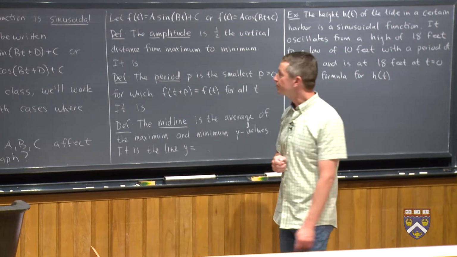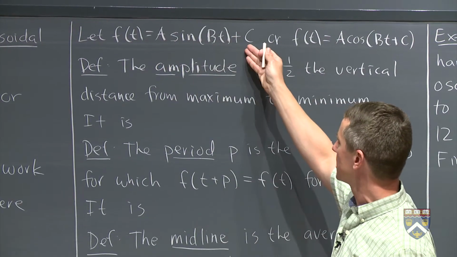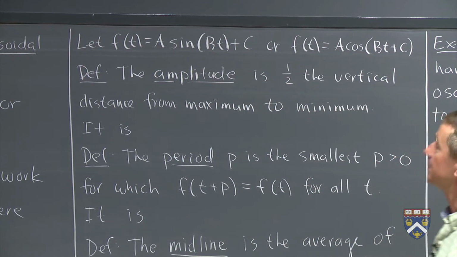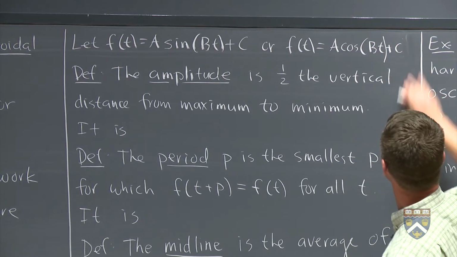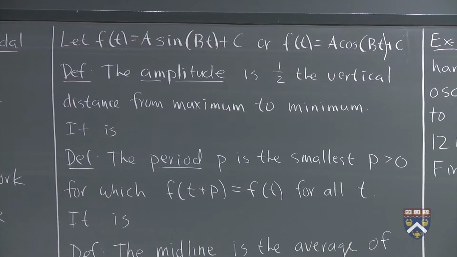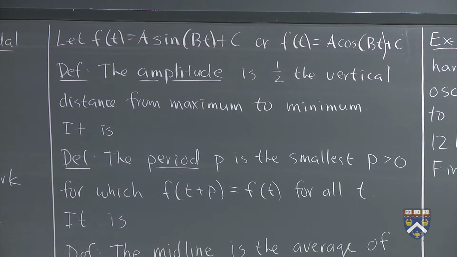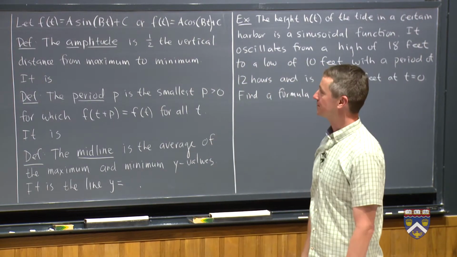and midline. So we're working with a function that is either written as A sine(bt) plus C or A cosine(bt) plus C. Let's put the plus C in the right place. Good catch. And I hope some of you got that at home. As we said, we're not going to do any shifts on the inside, any horizontal shifts.